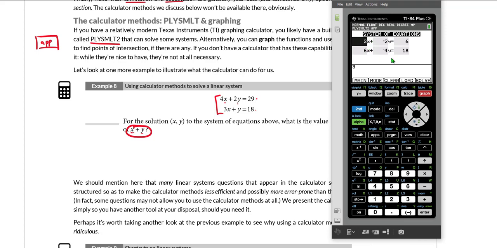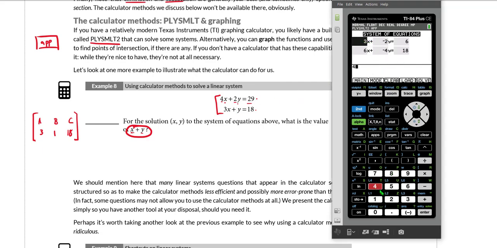Now, if you have an older calculator, but you still have the polysimul app, you may actually see a matrix. In that matrix, instead of the actual system, you are just going to enter your A, your B, and your C for the first equation. In other words, your 4, your 2, and your 29, and then your A and your B and your C for the second equation. In this case, it would be a 3, a 1, and an 18. So if you see a matrix on this screen, that's fine. You're pretty much going to enter the same thing that I'm entering.